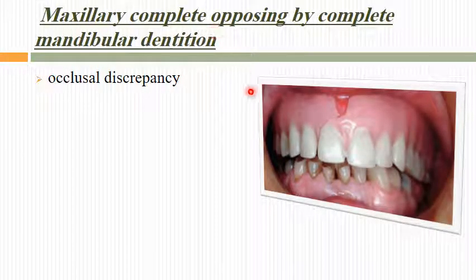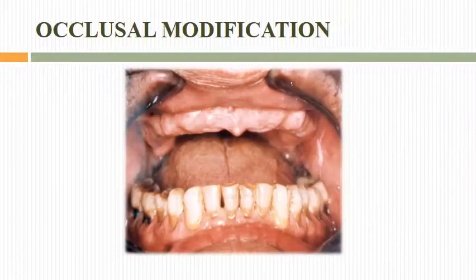What is the problem of this case of a maxillary complete denture opposed by complete mandibular dentition? From the picture presented, you see here that there is an irregularity in the natural dentition. This means there is an occlusal discrepancy, which is the main problem of an upper maxillary single complete denture opposed by natural dentition.